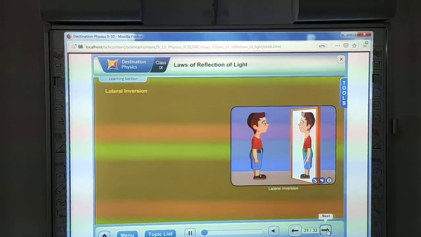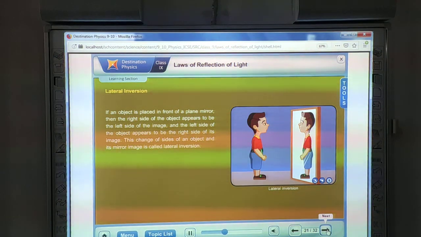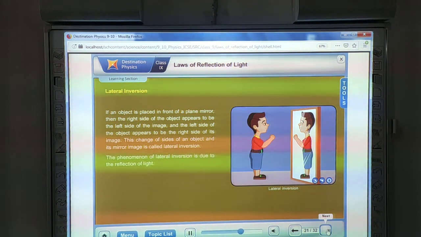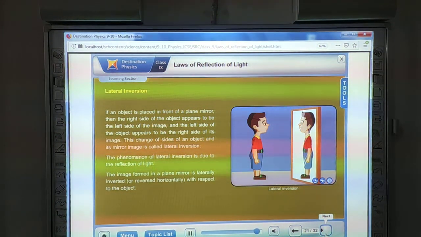Lateral inversion. If an object is placed in front of a plane mirror, then the right side of the object appears to be the left side of the image, and the left side of the object appears to be the right side of its image. This change of sides of an object and its mirror image is called lateral inversion. The phenomenon of lateral inversion is due to the reflection of light. The image formed in a plane mirror is laterally inverted or reversed horizontally with respect to the object.